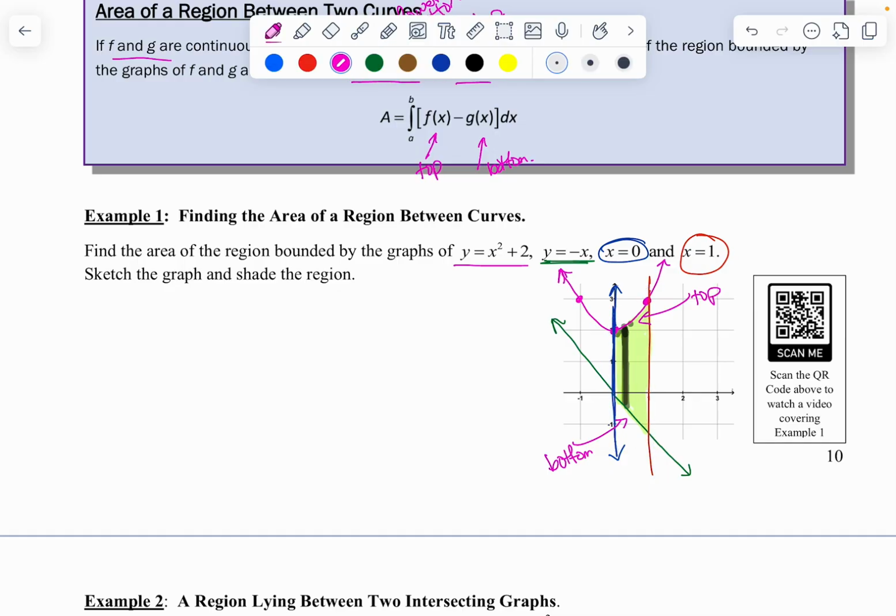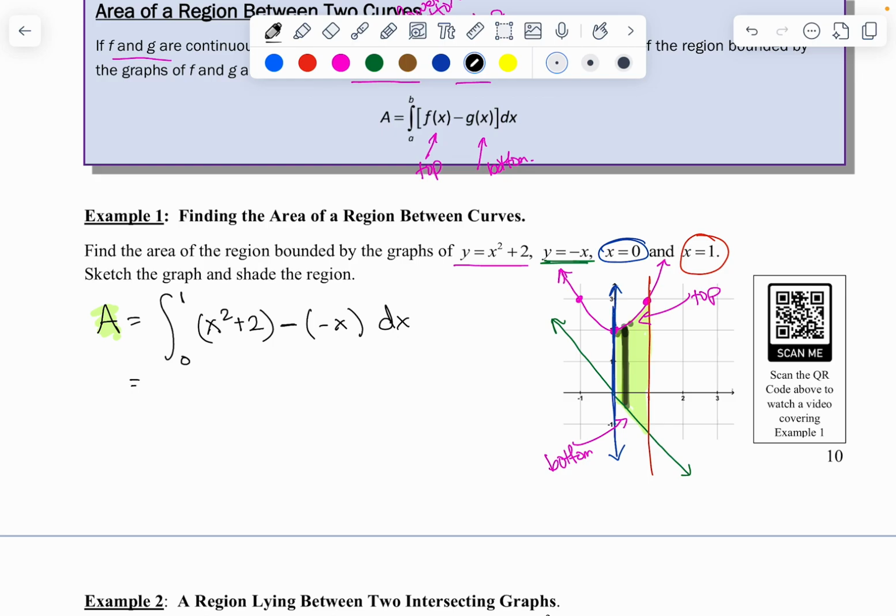So when you set up your integral, the area of that green section is equal to the integral from 0 to 1, that's over the x-axis, of the top function, which is x squared plus 2, minus the bottom function, and we know that the bottom function is negative x, dx. That right there is the integral to find the area of that shaded green region.